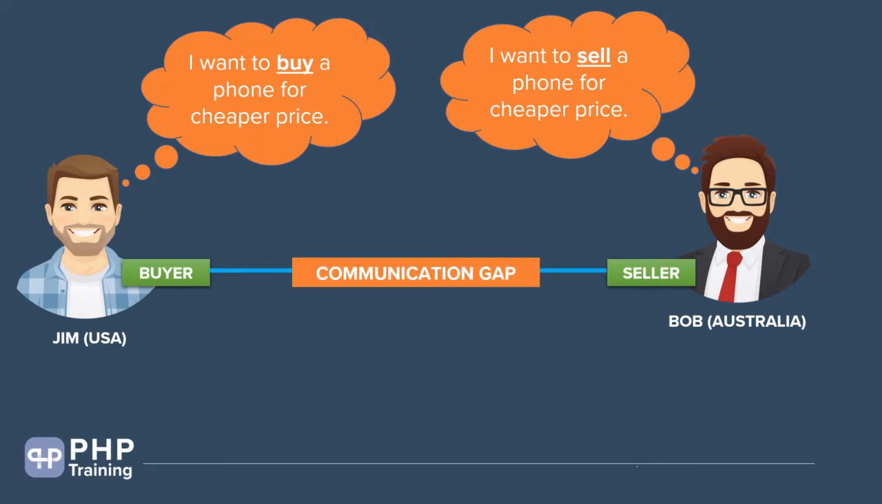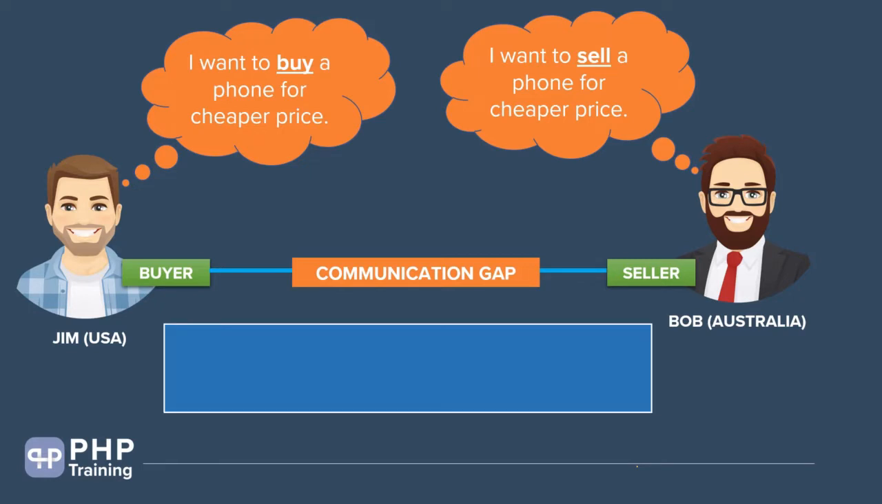They have this communication gap, the gap between buyer and seller. The buyer wants to buy and the seller wants to sell. How can they find each other, and how can the communication gap be reduced? This is the challenge here. That's basically the communication gap between a buyer and a seller.